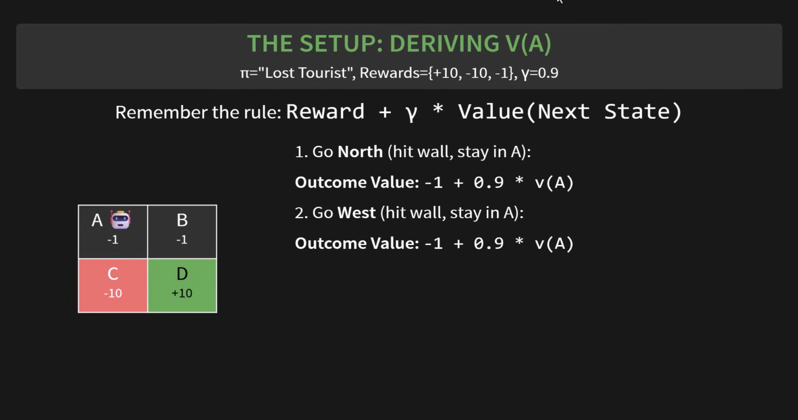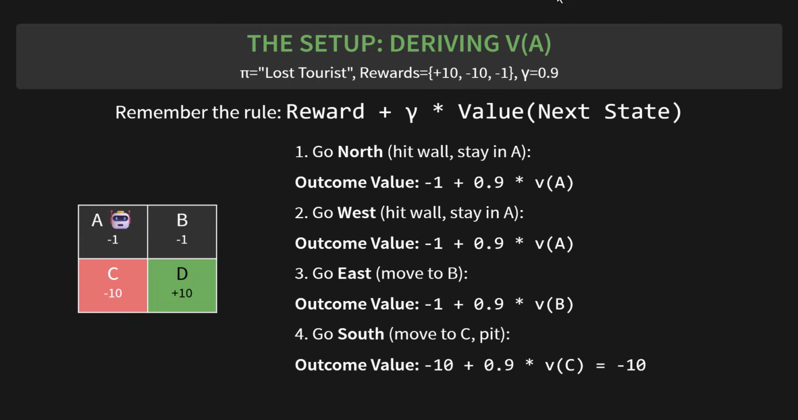Now for the interesting one. What happens if we go east from A? Success! You move to state B. The immediate reward is still minus 1, but the discounted value of your next state is now 0.9 times V of B. And finally, what if we go south? Disaster! You fall into the pit, state C. The immediate reward is a painful -10. And since the game ends, the value of this terminal state is 0. So the future part of the equation is just 0. The total outcome value is simply -10.